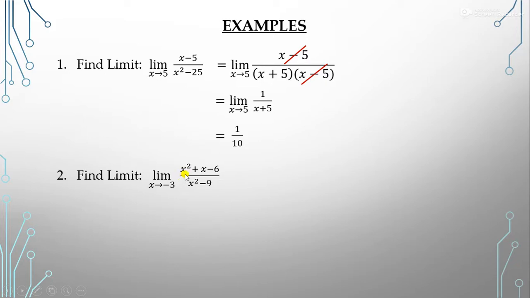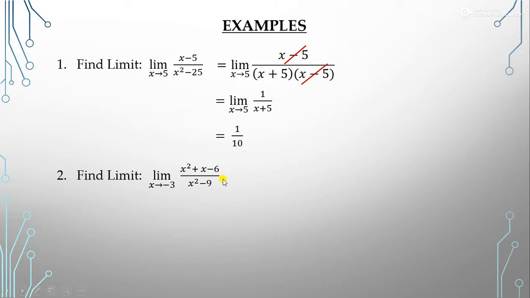So when you put x is equal to minus 3, it becomes minus 3 whole square, that is 9, plus minus 3 minus 6, so it becomes 9 minus 9, so it becomes 0. When you put x is equal to minus 3 in the denominator, it becomes 9 minus 9, 0. So again we have the form of 0 by 0. So we can't find the value of the limit by the substitution method. Now the second way, we have to use the factorization method.